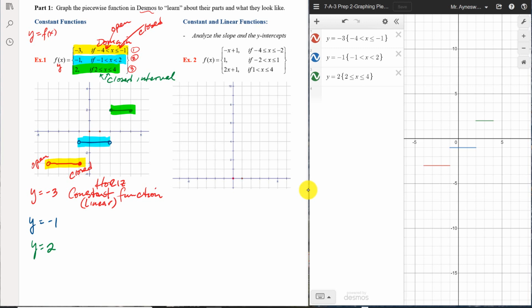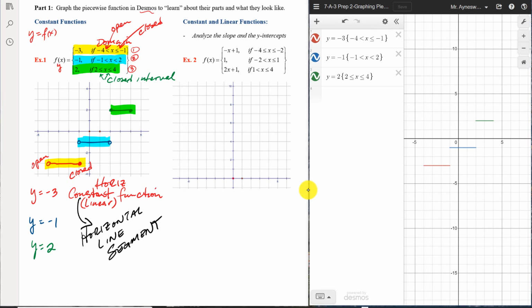You've got to learn how to use the technology to back up what you do on paper. So when you see constants like -3, -1, and 2, they're horizontal line segments. I'm talking about the constant functions. Now, if there was a variable involved, like in the second example, they're not horizontal. Only if it's constant. Let's just make that clear.